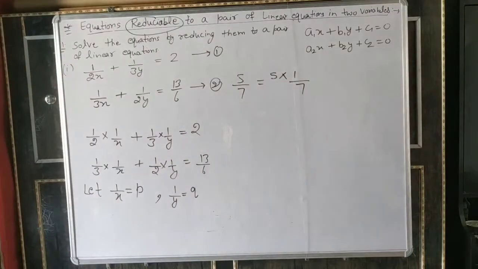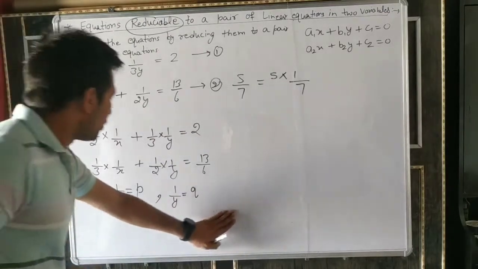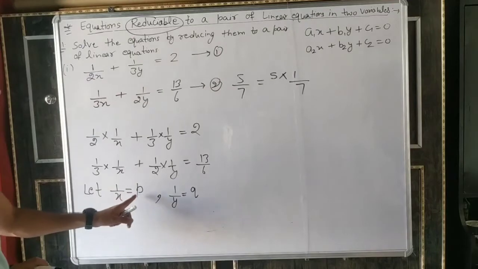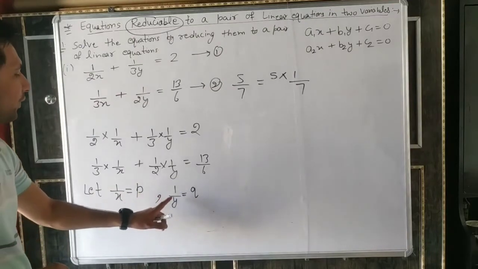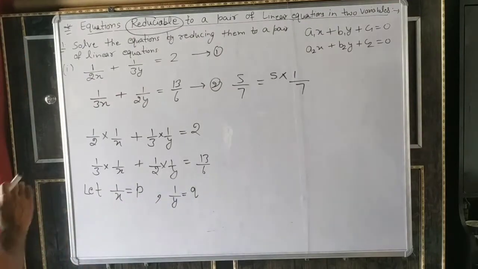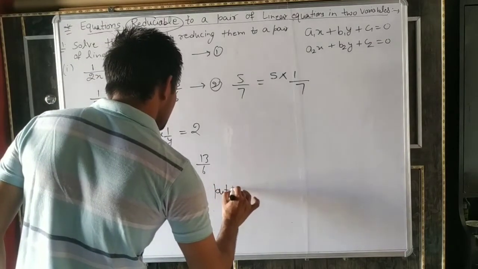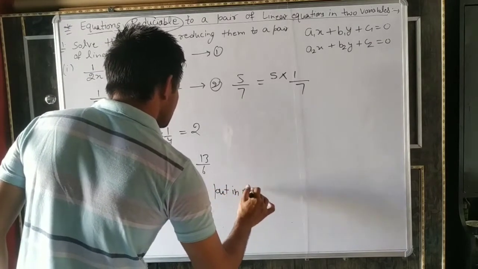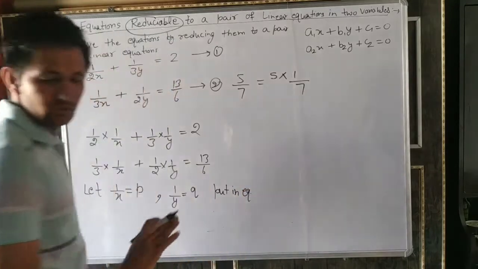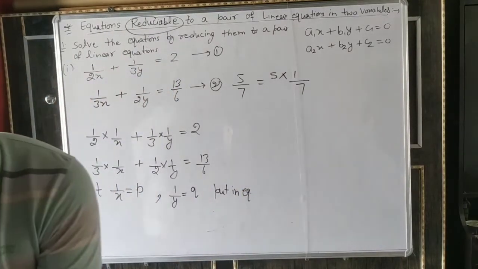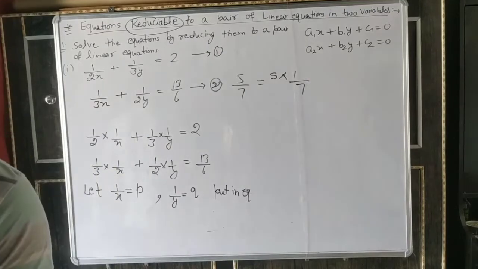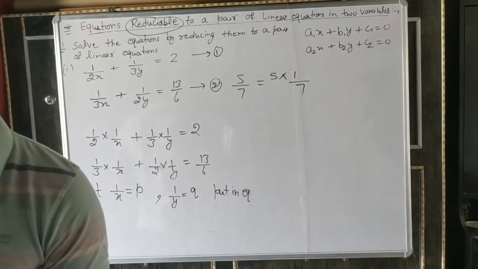Understand it? Now put 1 upon x equal to p and 1 upon y equal to q in the equations. Otherwise, no need to write put in equations; you can write directly also. So what will we do?